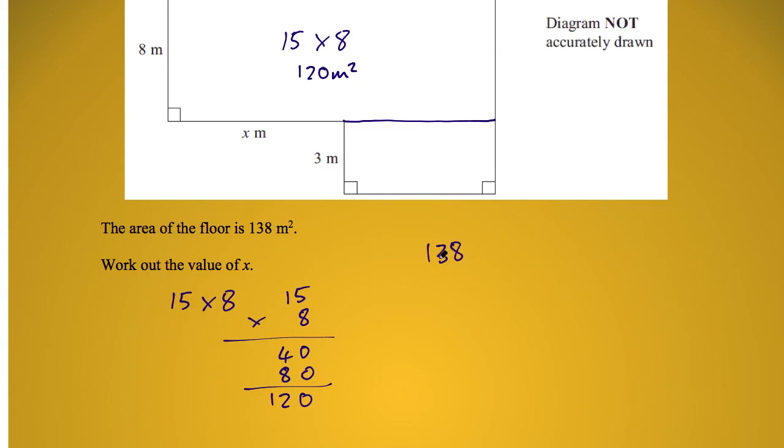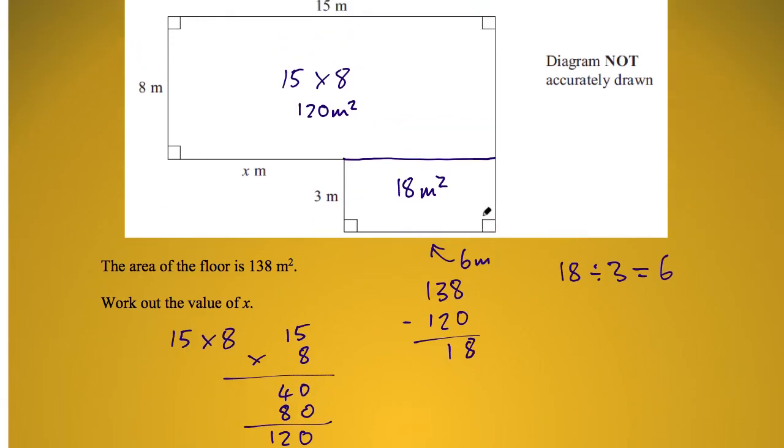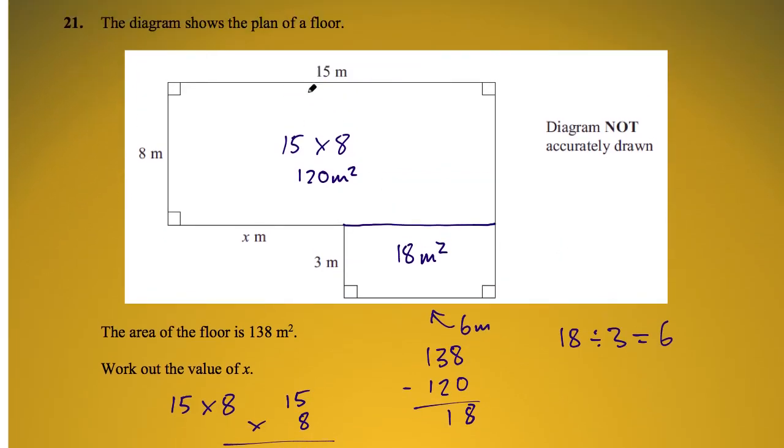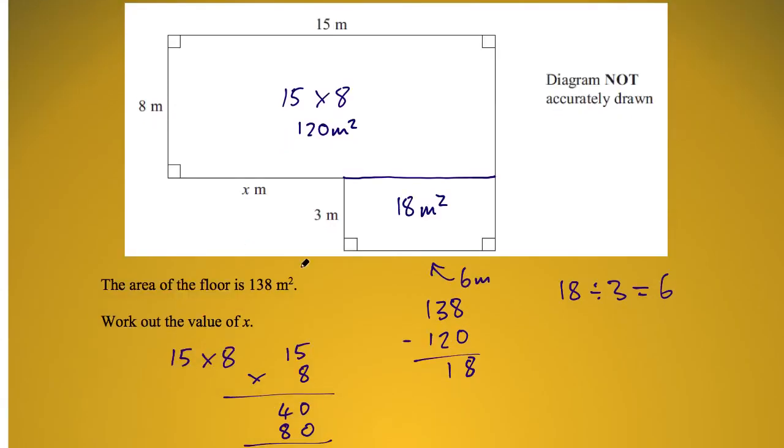Let's work out the area of the small rectangle. 138 minus 120 is 18 meters squared, which tells us that this length here is that 18 meters squared divided by 3, which is 6, so that's 6 meters here. And how do we now work out what x is? Well, we know that this whole length is 15, which means that that plus that is 15. So in order to find x, we need to do 15 minus 6.